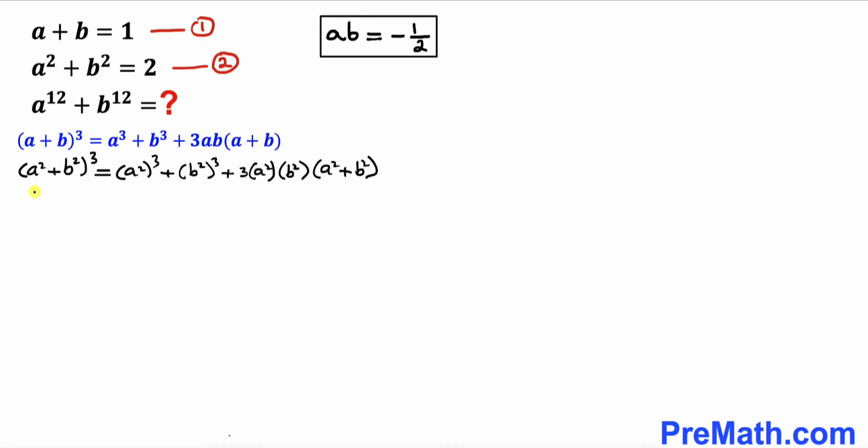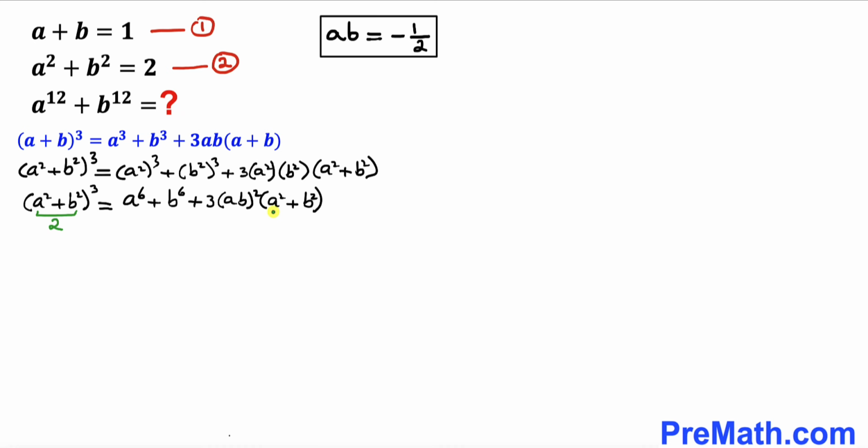So we can rewrite this equation as (a square plus b square) whole power 3 on the left hand side, the same. The right hand side becomes a power 6 plus b power 6 plus 3 times (a times b) whole square and then times (a square plus b square). And now we can see a square plus b square equals 2 from equation 2, so I'm going to replace this one by 2.